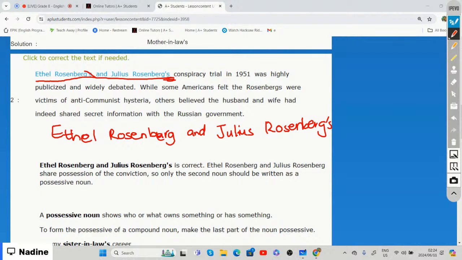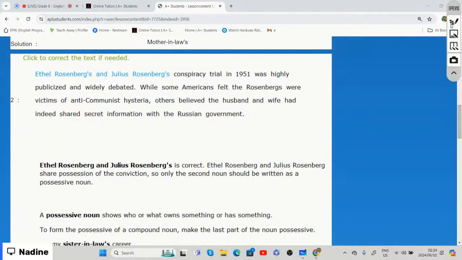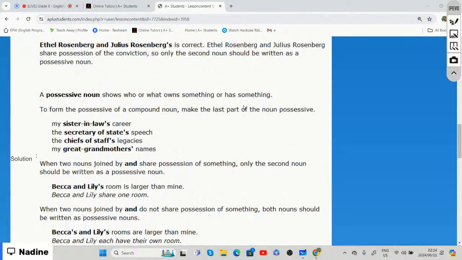If it was separate cases, then we would have said Ethel Rosenberg's and Julius Rosenberg's. But it is a joint trial, a joint case. So only the second one, the last part, needs to show the possession, right?